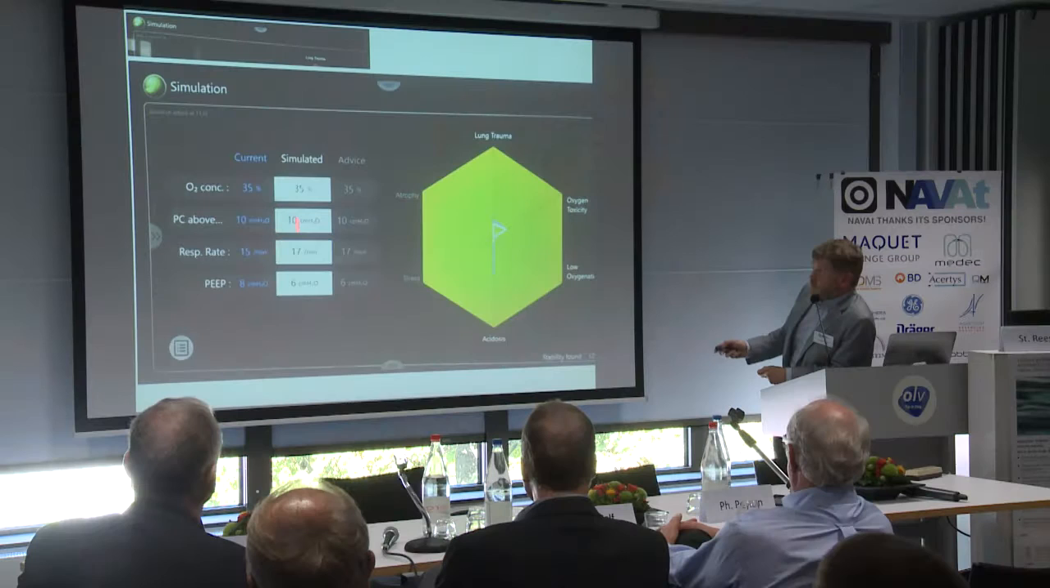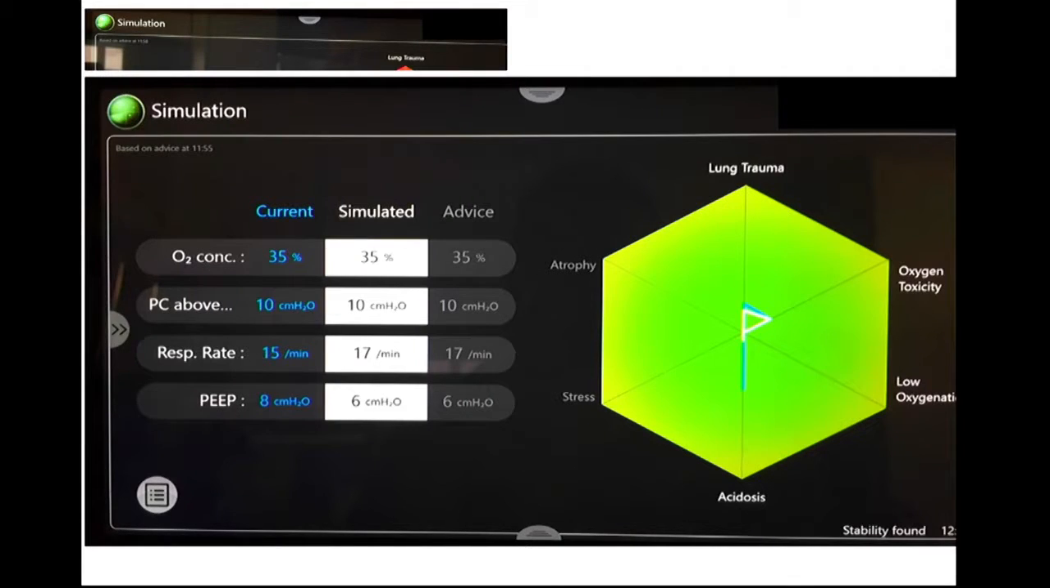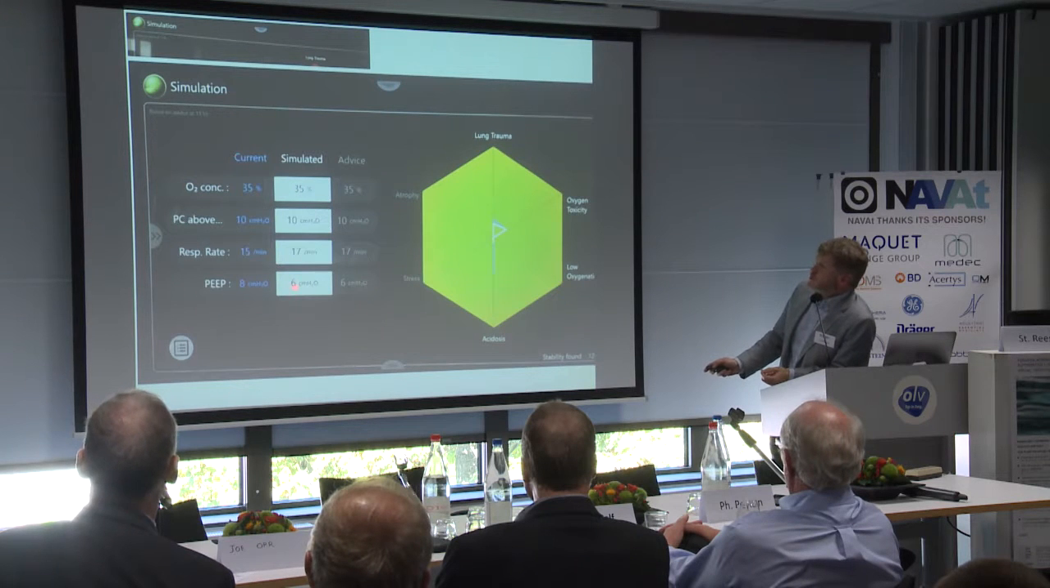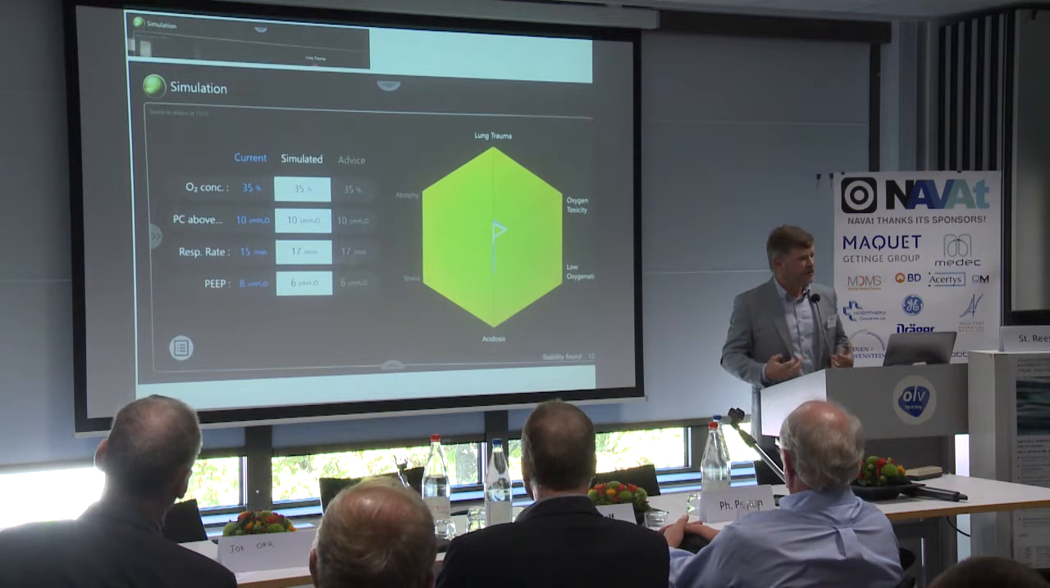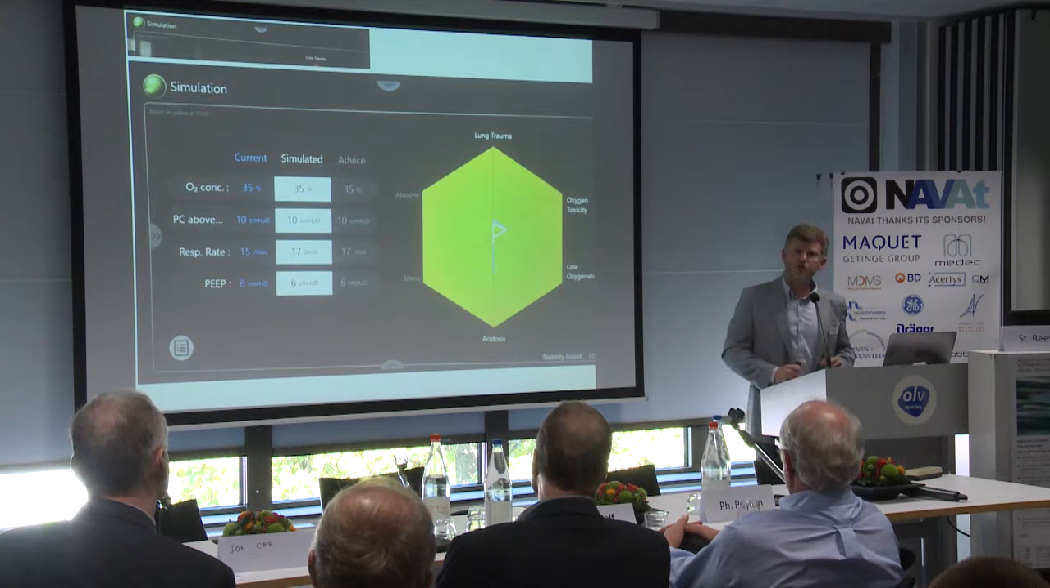The next patient was a control ventilated patient, 35% oxygen, pressure control of 10, respiratory rate of 15 and a PEEP of 8. And their only problem was a little bit of acidosis. So the system suggests push the frequency up a little and believes that that will cure the acidosis. And at the same time, because the patient looks so good, it says you can try and reduce the PEEP a little because the penalties look good, the patient looks better, so it's time to start pushing them off.